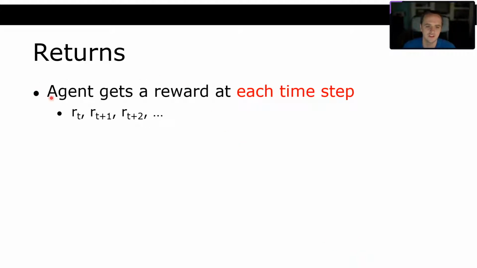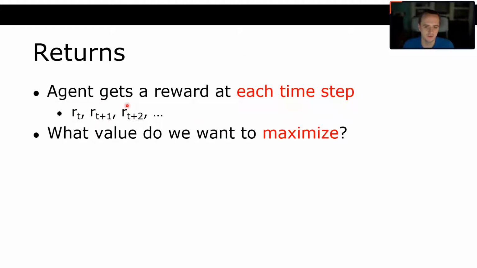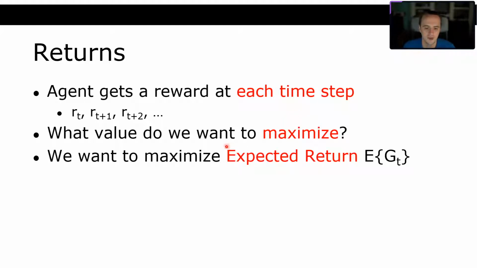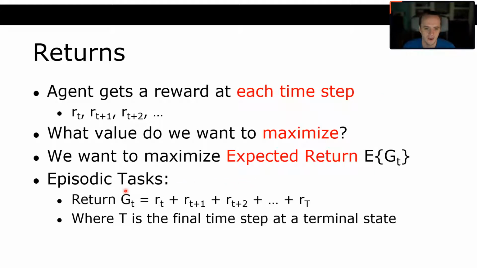So the agent gets a reward at each time step. So a reward at time t, t+1, t+2, all the way up. Which of these values do we actually want to maximize? So I accidentally spoiled this whole slide already, but it's not any individual reward that we want to maximize. We want to maximize something called the expected return. And so here we have the return, which is defined as big G of t. So G of t is R_t plus R_{t+1} all the way up to R_T, where capital T is the final time step at the terminal state.